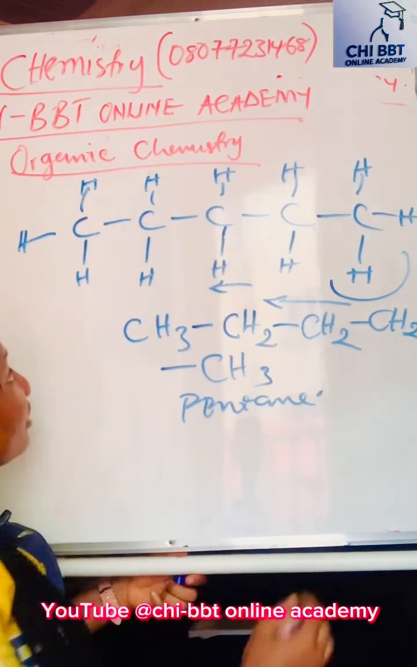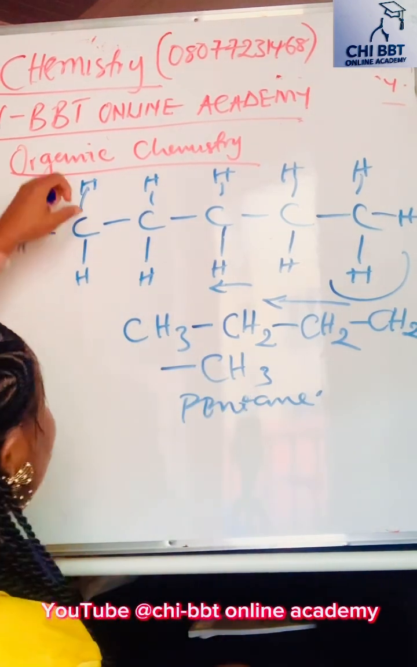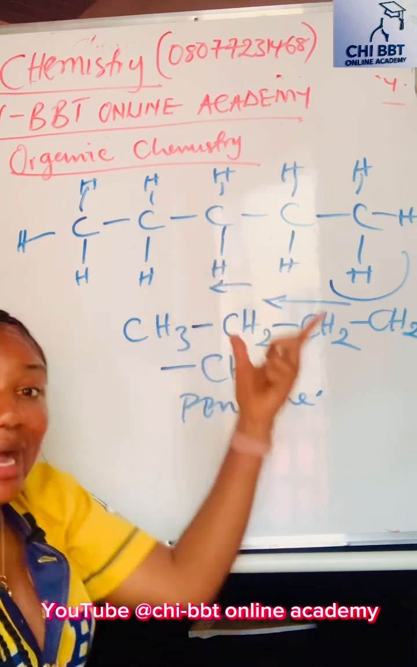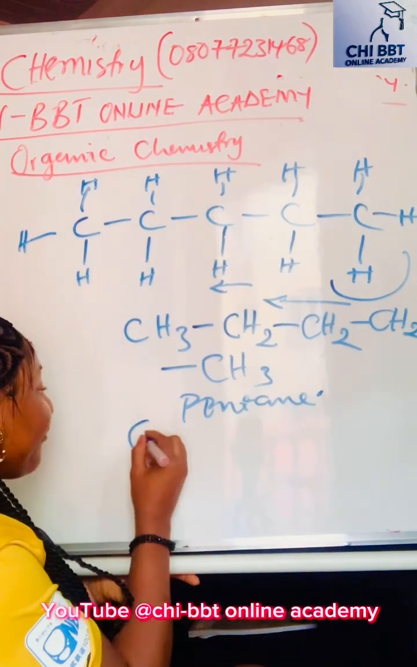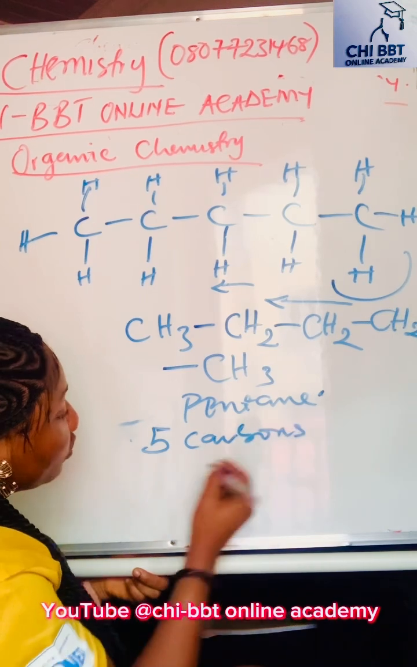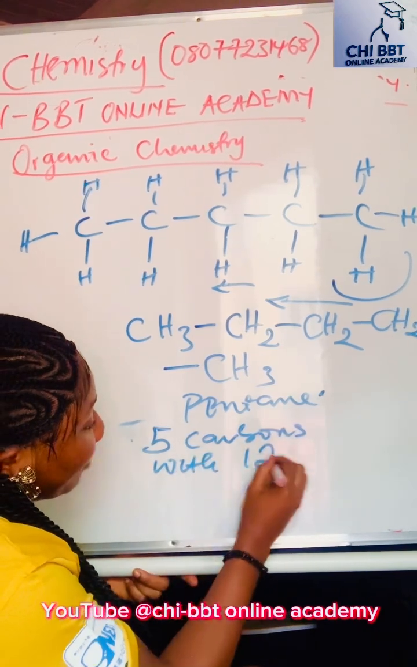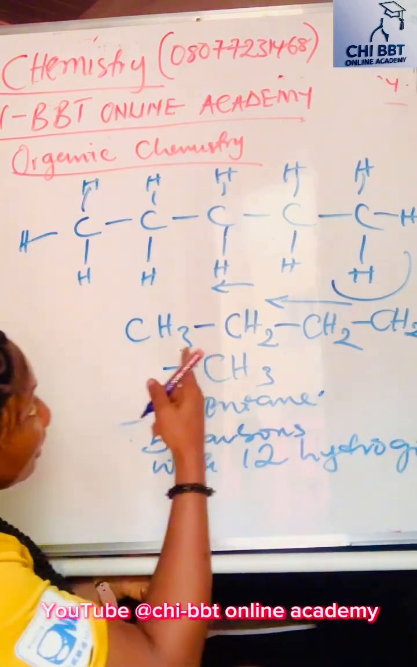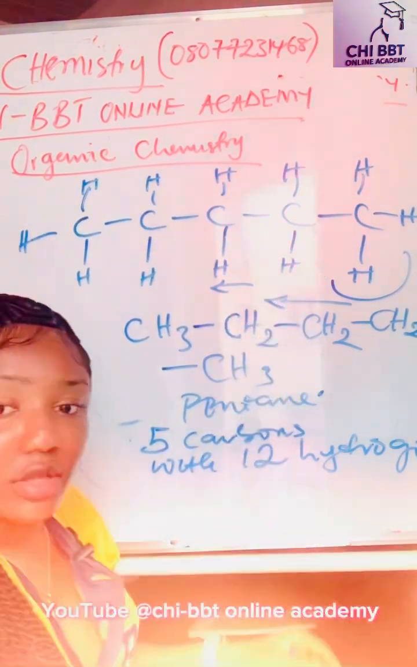The pentane. So this is one, the first one, 1, 2, 3, 4, 5. You can see we've used 5 carbons with 12 hydrogens, using this kind of tree diagram.